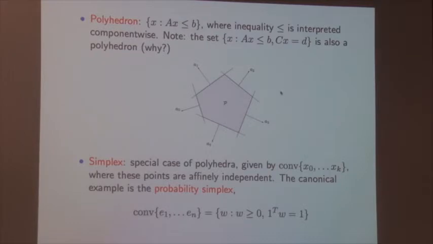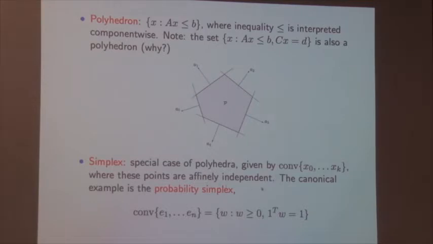A simplex is a very special case of a polyhedron. It's given by taking the convex combination of a bunch of points, and those points we usually think of as affinely independent. That's the way we usually represent a simplex, although I can take a convex combination of any finite number of points and it's still a simplex.